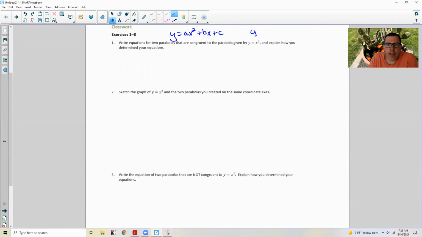You can also write it this way: y equals a times (x minus h) squared plus k. This term right here tells us whether it opens up or down. Positive, negative. Okay? The constant is your y-intercept.